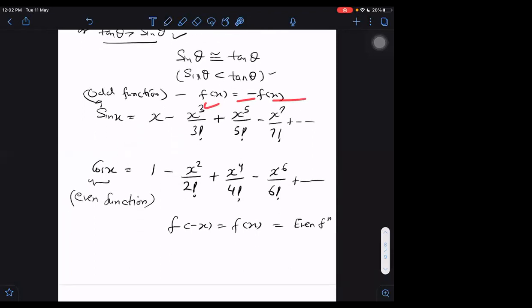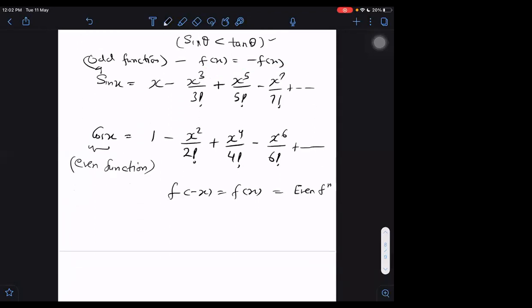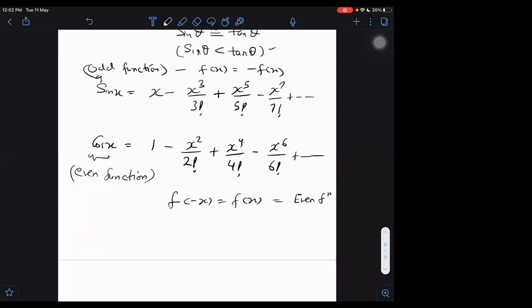Sir, can you give an example for cos x? I can give example of cos x when x tends to 0. When x tends to 0, then cos x will be just equal to 1 approximately. We can neglect the higher terms.